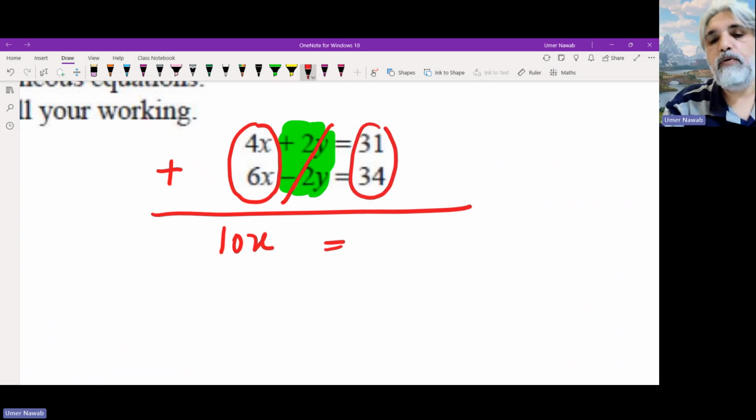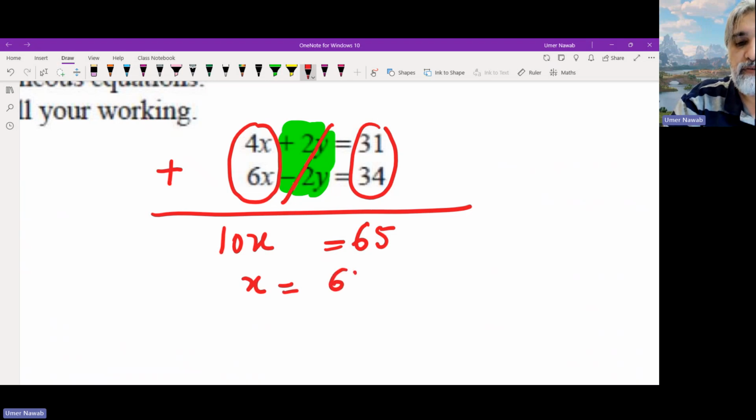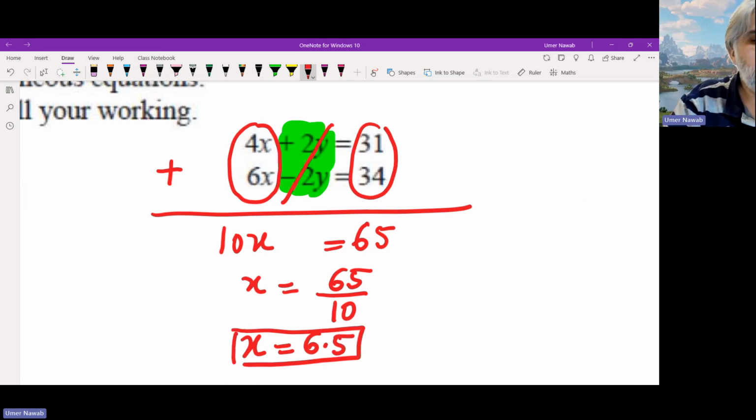and 31 plus 34 will be giving you 65. So 10x is equal to 65. Then x is equal to 65 over 10, and that gives you 6.5. I got the value of x, 6.5. Now my next goal is to find the value of y, the corresponding y.